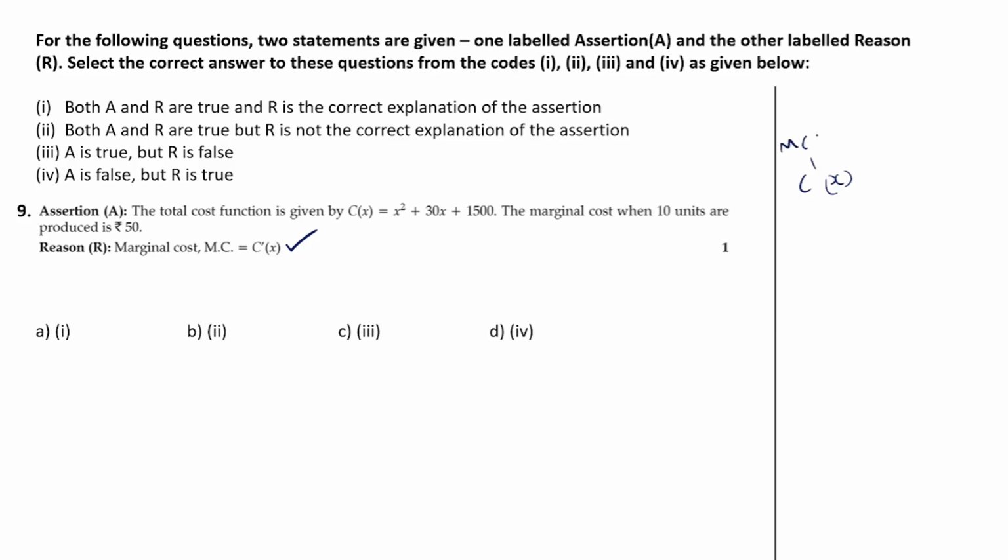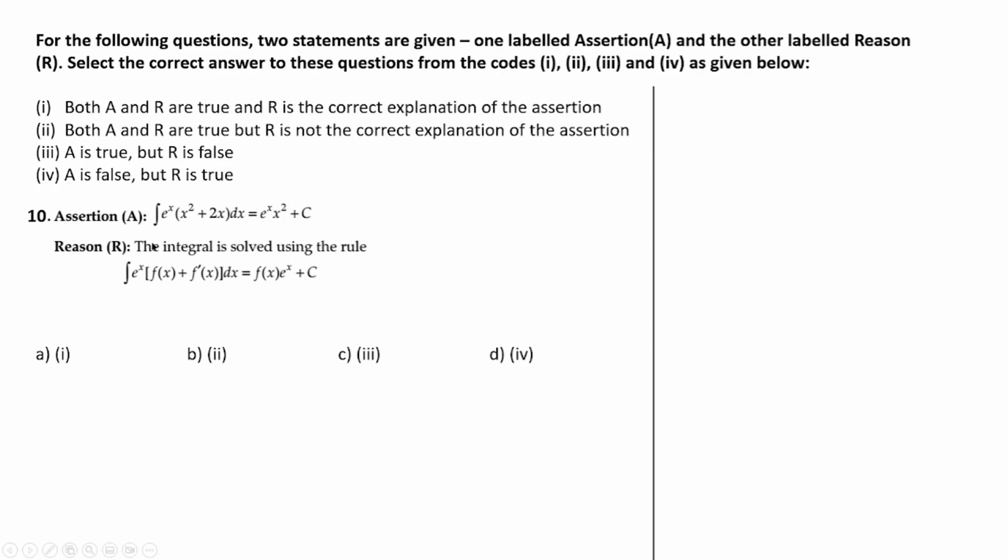So marginal cost equal to the derivative of the cost function, it is 2x plus 30. So when x is equal to 10, marginal cost will be 2 into 10 plus 30. It is rupees 50. So the reason is also true. And here both A and R are true, and R is the correct explanation of the assertion. So the correct option is option A.